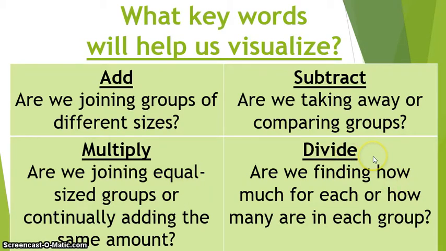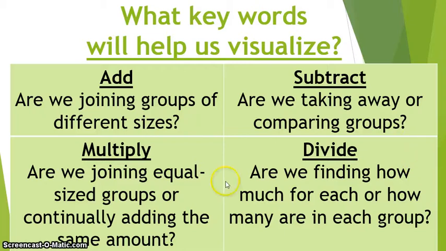Last, divide. Are we finding out how much for each, or how many are in each group? So for how much for each? I have 20 pieces of candy. There are 5 kids. How much should each kid get? That's an example of division. How many are in each group? We have 18 kids in our class. How could we split them into 6 groups? That's division. Finding out how many would be in each group.